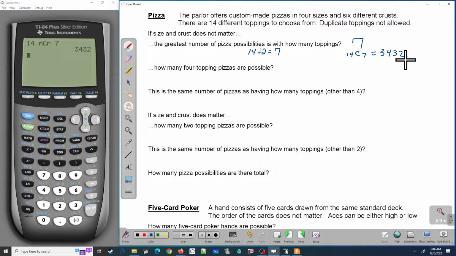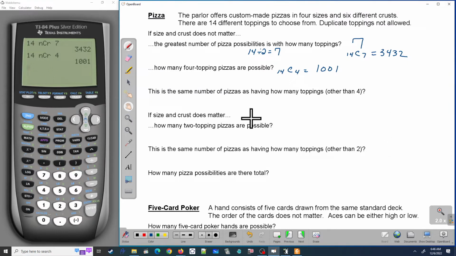So when I ask you how many ways you can have a 4-topping pizza, I would expect that number to be less than 3,432. And since the math for this is simply 14C4, I will just go ahead, second enter, change the 7 to a 4, and you will see that you can have 1,001 different ways to have a 4-topping pizza. Again, we're ignoring the size and the crust at this time.